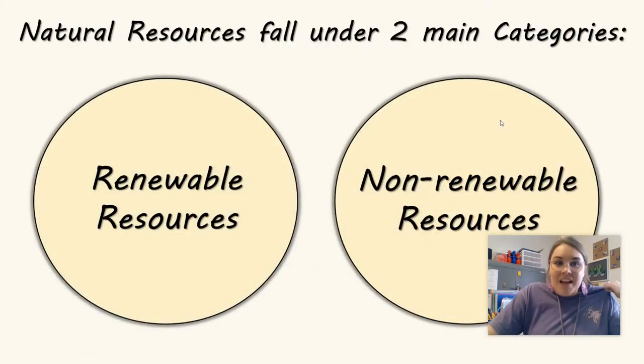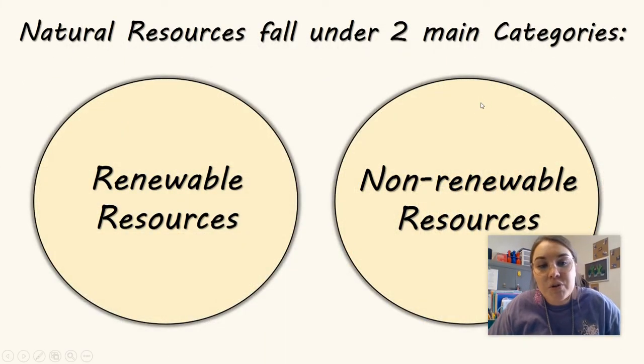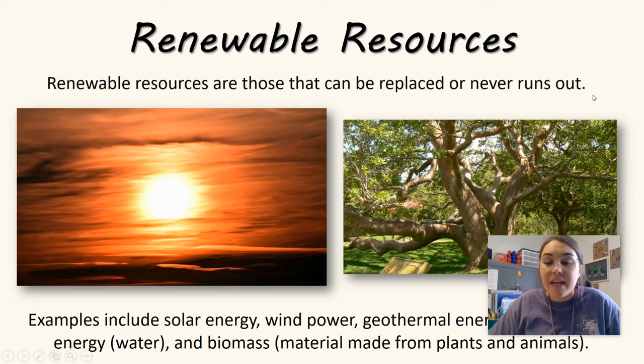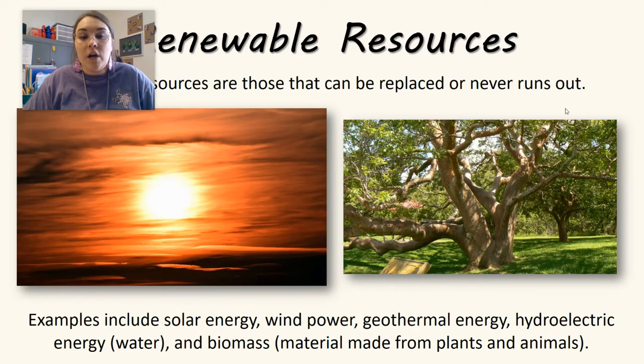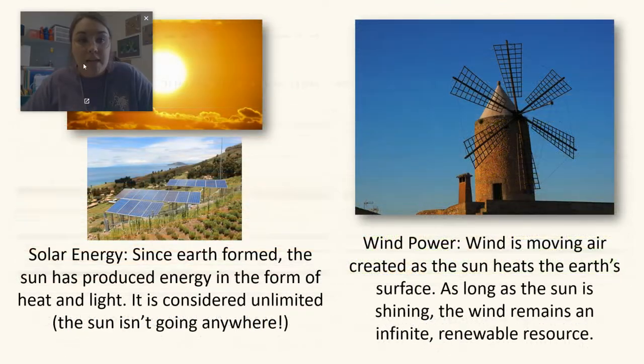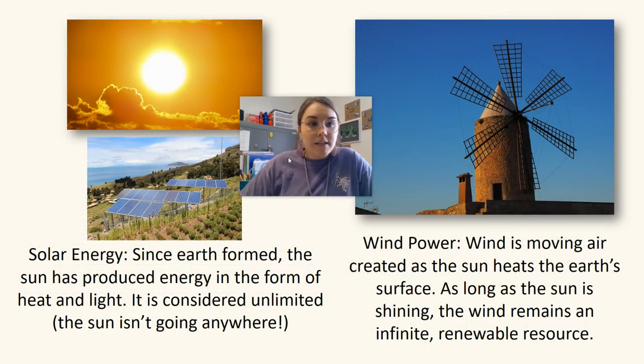All right. Natural resources fall under two main categories: renewable and non-renewable. So renewable resources are those that can be replaced. That's things like solar energy or wind power, geothermal energy, water or hydroelectric energy, which we get from water, and biomass, which is material that's made from plants and animals. So just remember that renewable means we can replace it. Renewable, replace, RR. But non-renewable, you can take a guess.